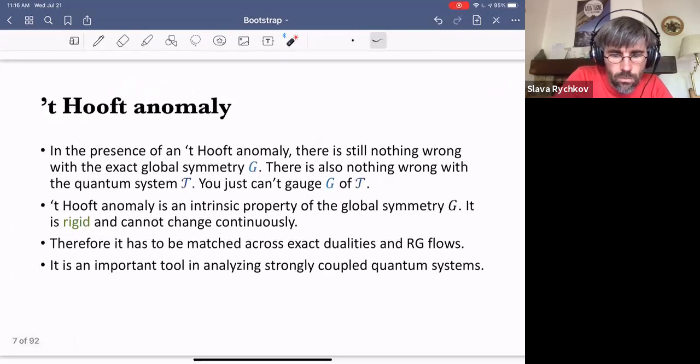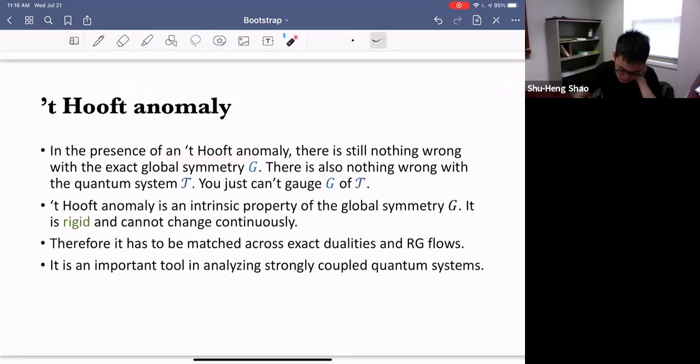So in the presence of such a 't Hooft anomaly, there's nothing wrong with the exact global symmetry G. There's also nothing wrong with the quantum system T. We just cannot gauge the global symmetry in that quantum system. So even though the English word anomaly might imply something bad, there's actually nothing bad about the global symmetry nor the quantum system. In fact, the 't Hooft anomaly is very useful for constraining the dynamics of the quantum system.